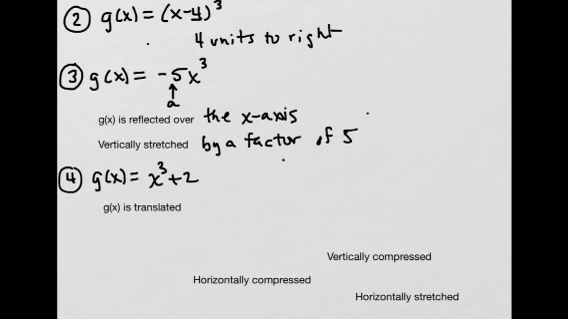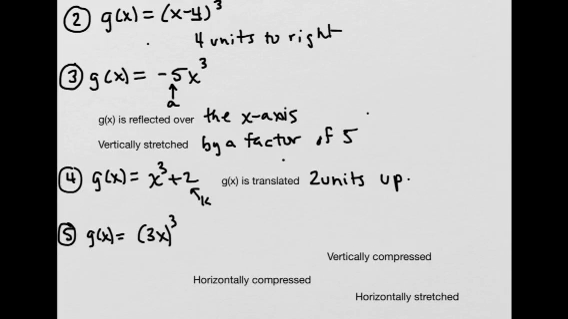Okay, for number 4, g of x equals x cubed plus 2, so this plus 2 is your k value. So this means that g of x is translated 2 units up. And that's the only transformation for this one.